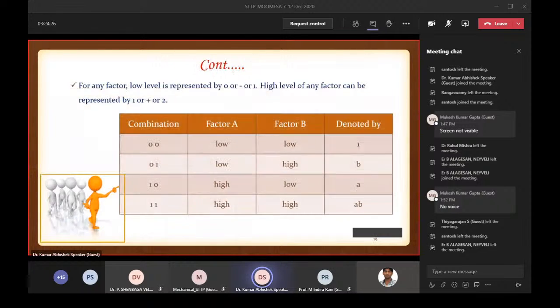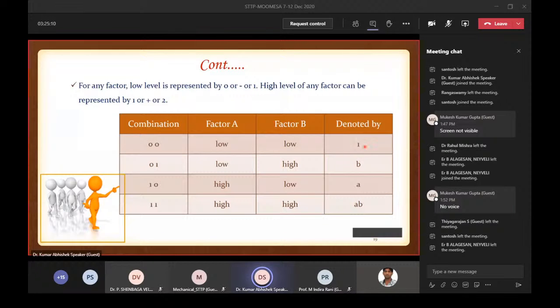Second thing is that the levels can be represented in various ways. It can be represented by 0 and 1, or by the plus and minus sign, or it can be denoted as the low or the high level. If you are considering the low level, then it should be denoted as 0 or minus, and if you are considering the high level, then it is denoted by 1 and plus. Sometimes it is represented by 1 or 2.